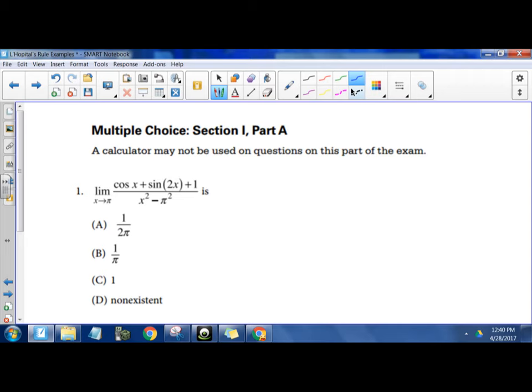Let's look at the first problem. It's a no-calc problem, limit as x approaches pi of this guy. And the first thing you want to do, every limit problem is the same. The goal is direct substitution.